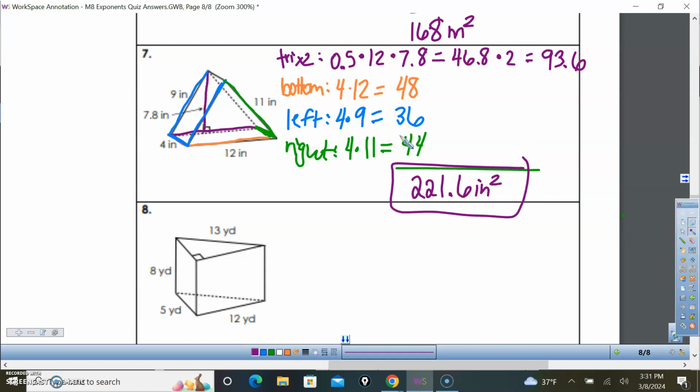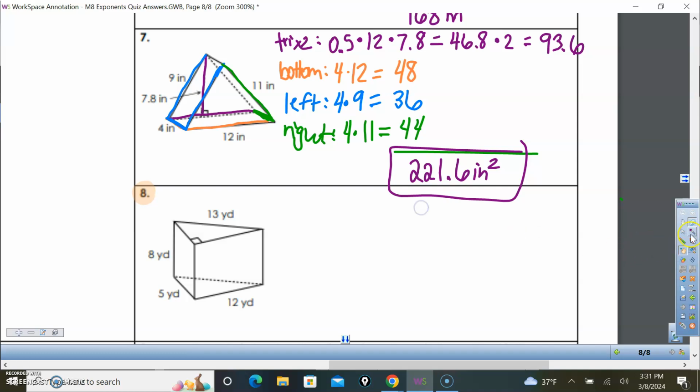So what I would like from you guys right now is to go ahead and take a look at number 8. And I want the video paused. I want you to try number 8 on your own. It's probably going to take 3, 4, maybe even 5 minutes. But once the class has finished finding that total surface area, you can press play and listen to my explanation for number 8.